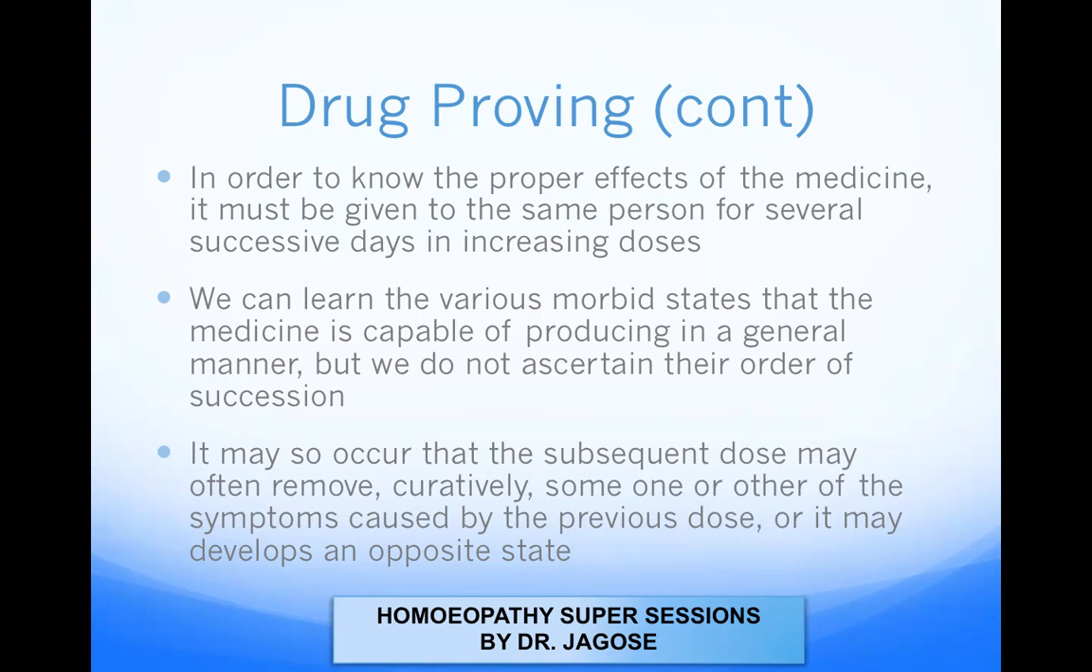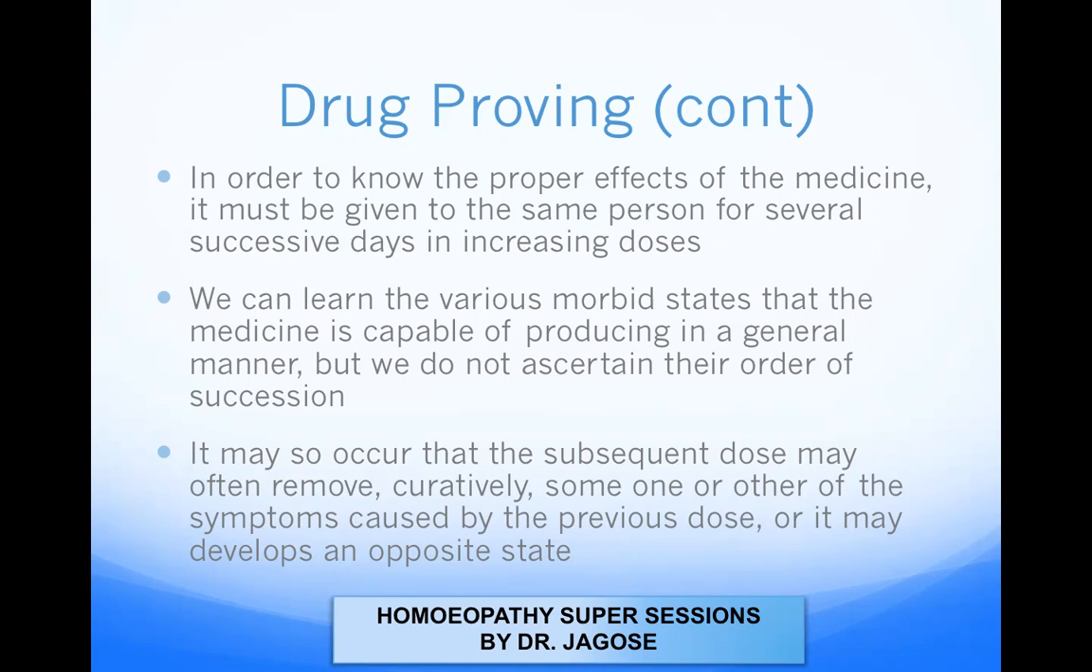So here, if we give the medicine for several successive days in increasing doses, we will be able to find out what symptoms are being produced in a general manner. But we do not ascertain which symptom came first, which came second, which came third, and so forth. Why? Because it may so occur that the subsequent dose may often remove curatively some one or other of the symptoms caused by the previous dose, or it may develop an opposite state.